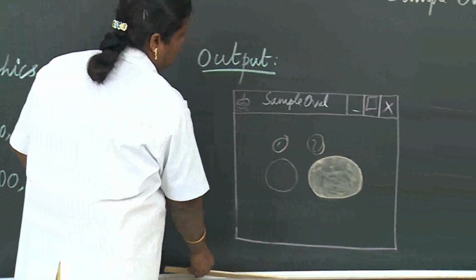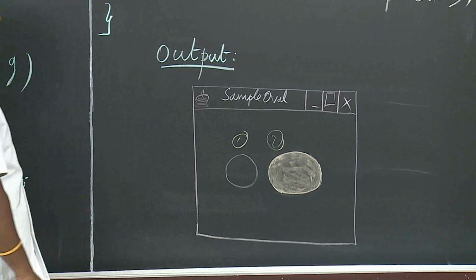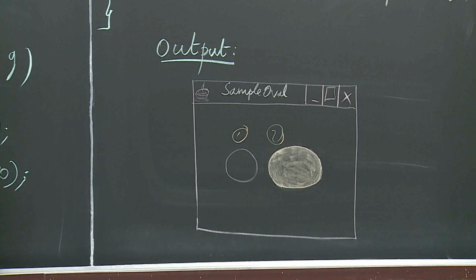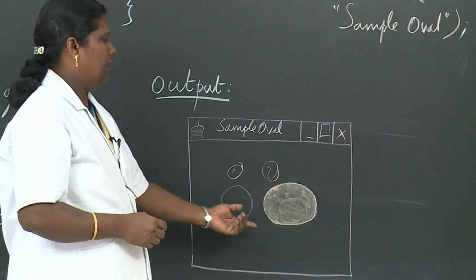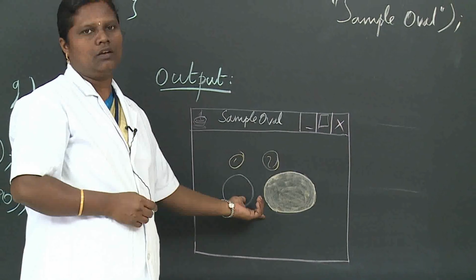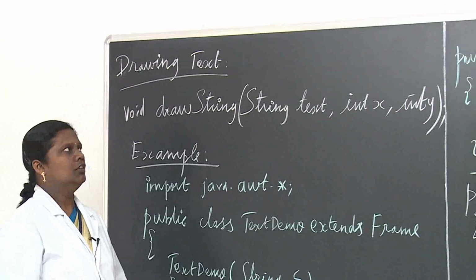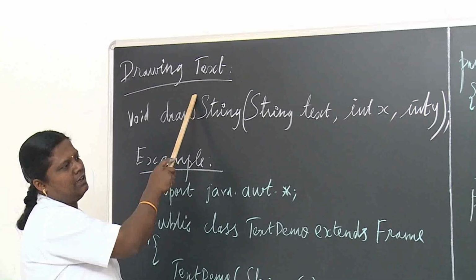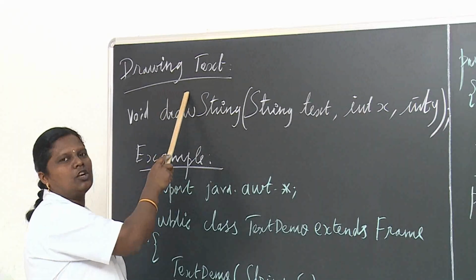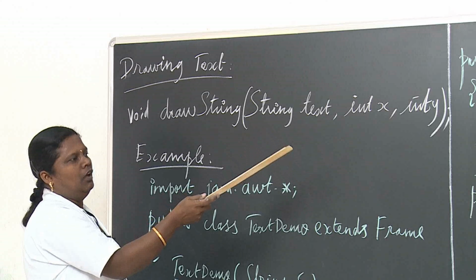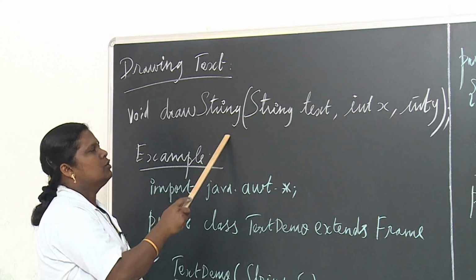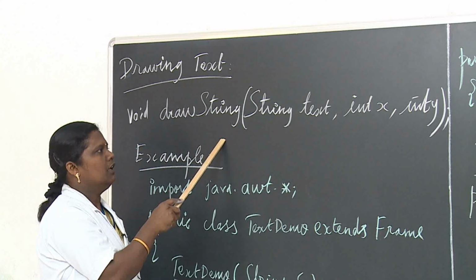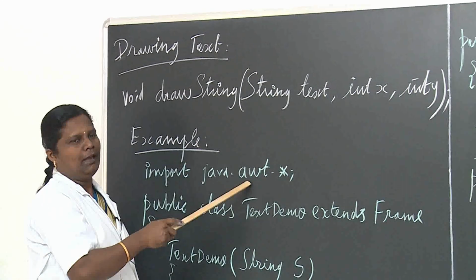So these two are the sample 2D objects for the oval function, the circle and ellipse, drawn by using the Java program. The topic is drawing text. Like 2D shapes, text can also be drawn over the window frame. For that, drawing text provides a main function called drawString, which is available in the AWT package.